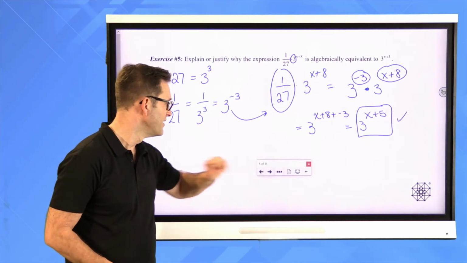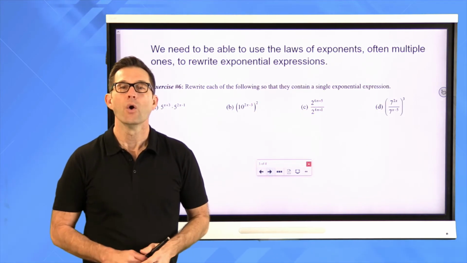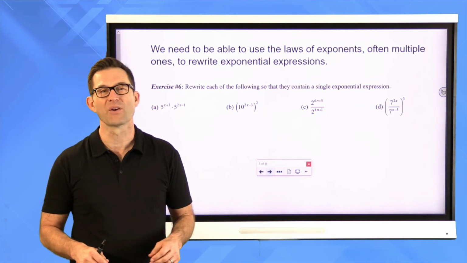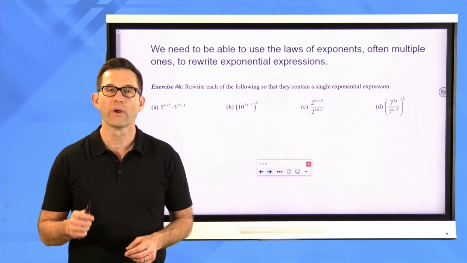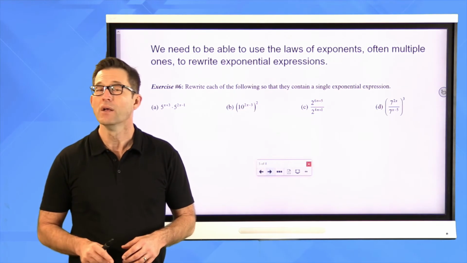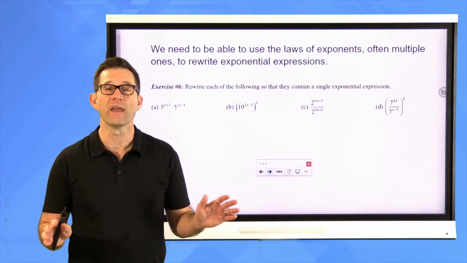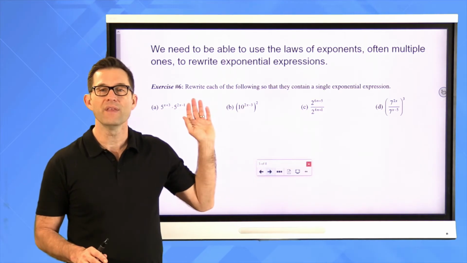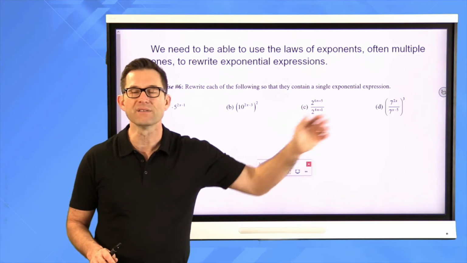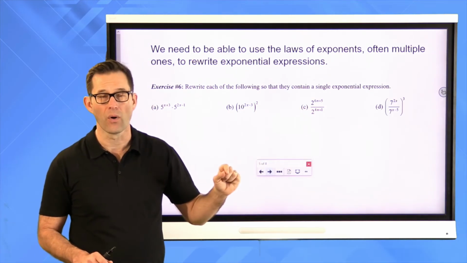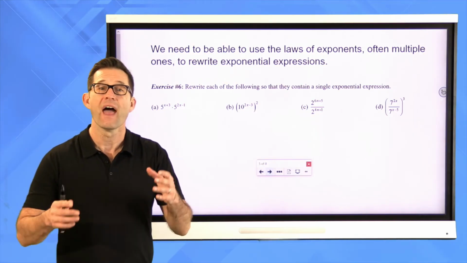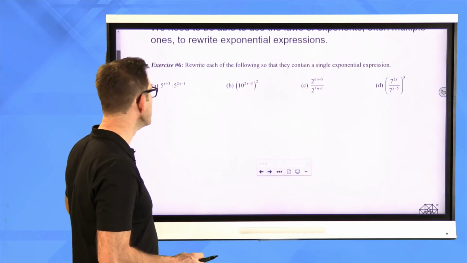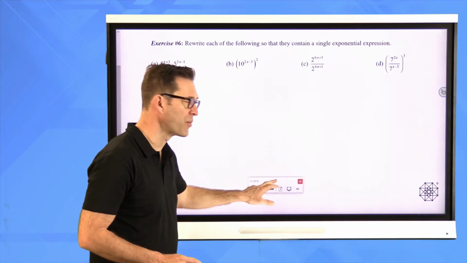All right. Let's keep going on this exponent work. We need to be able to use the law of exponents, often multiple ones, to rewrite exponential expressions, right? So this is very similar to what we did in exercise number 2, except in this problem, all of the bases are now going to be numerical, and all the exponents are going to have algebraic expressions in them. And yet, the exponent properties are still the same exponent properties.